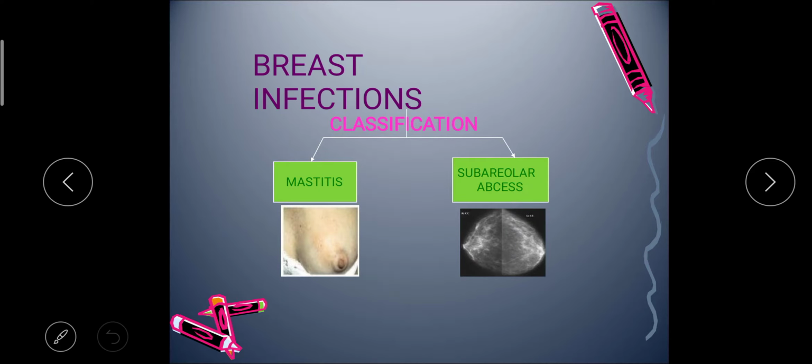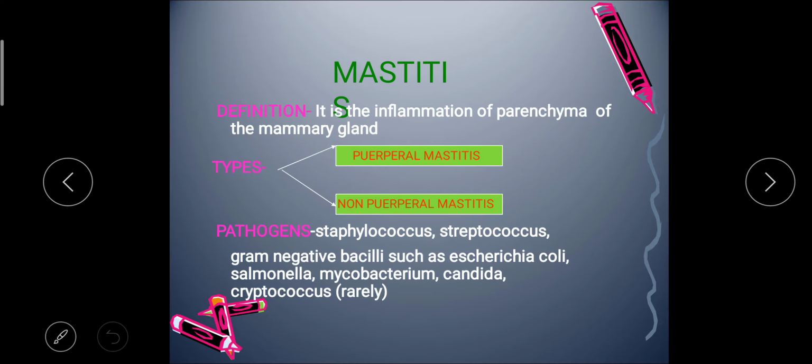Now we'll study breast infection. It has two types: one is mastitis, one is subareolar abscess. So now we'll see them one by one. First one is mastitis. It is the inflammation of the parenchyma of the mammary gland. Itis means inflammation, so mastitis means infection and inflammation of the breast. It has two types: one is puerperal mastitis, one is non-puerperal mastitis. Puerperal mastitis means it occurs only after delivery, during the postnatal period. But if it occurs without delivery, at normal times, it is called non-puerperal mastitis.